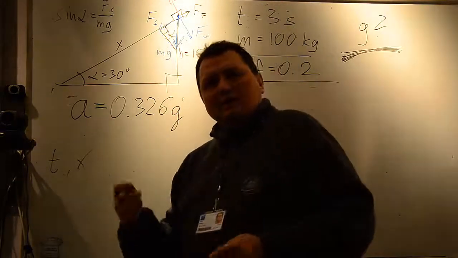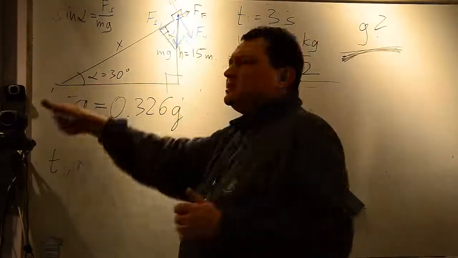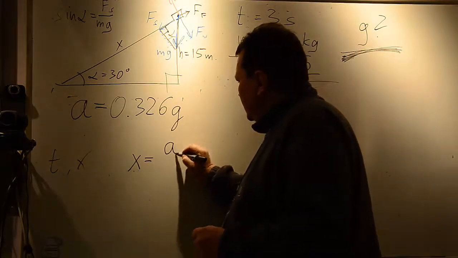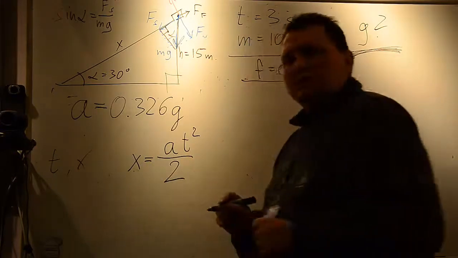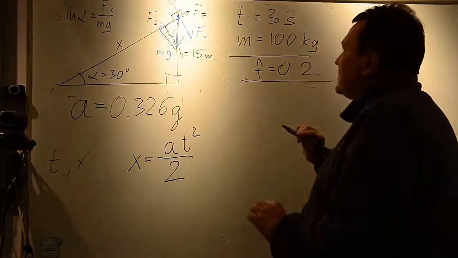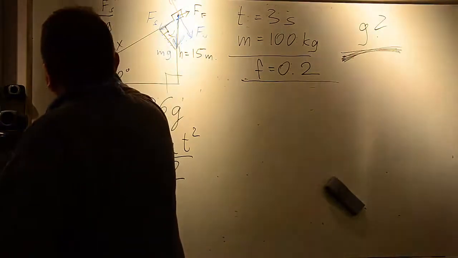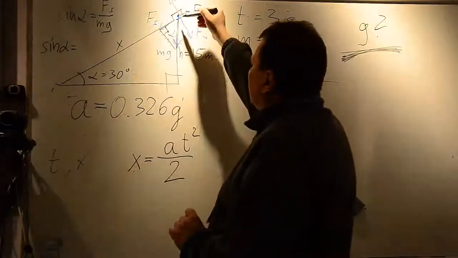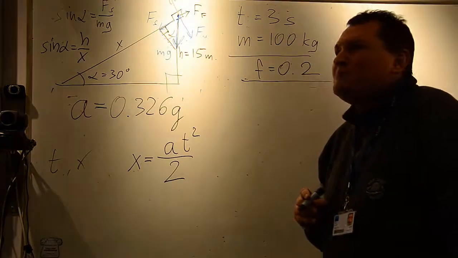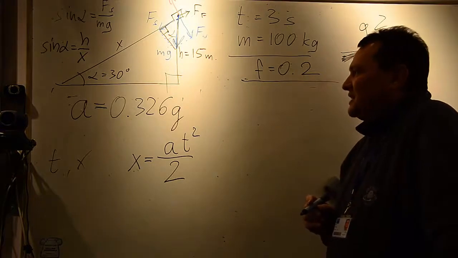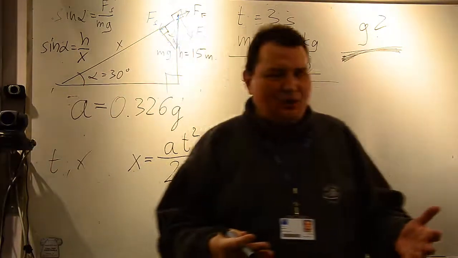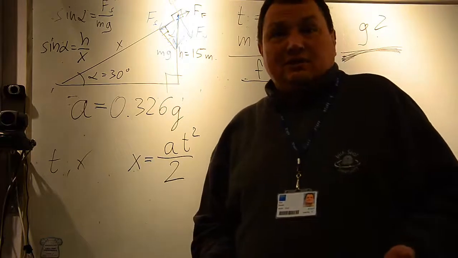The distance traveled in accelerated motion has a widely known formula which says x equals a t squared over 2. And this is exactly what we need. We don't know x yet, but it is very easy to find, because sine alpha is h, the height, divided by x. Some people made the calculation that x equals h sine alpha. H is 15 meters, sine alpha is 0.5, so x was 7 meters.